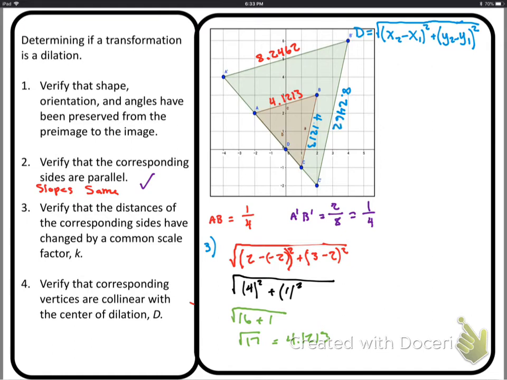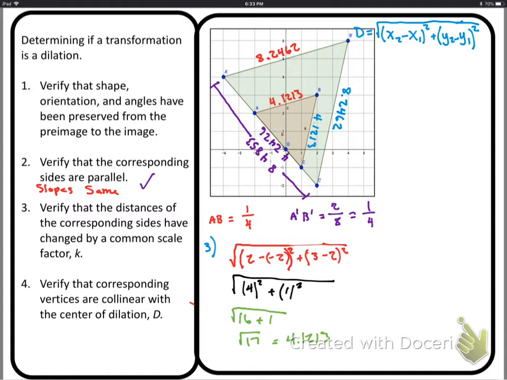And now A to C is 4.2426. And then this long one here from A prime to C prime is 8.4853.